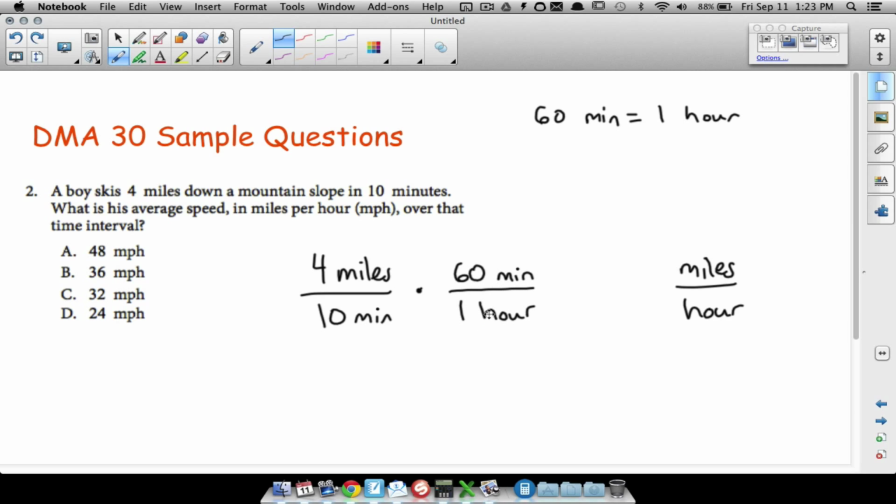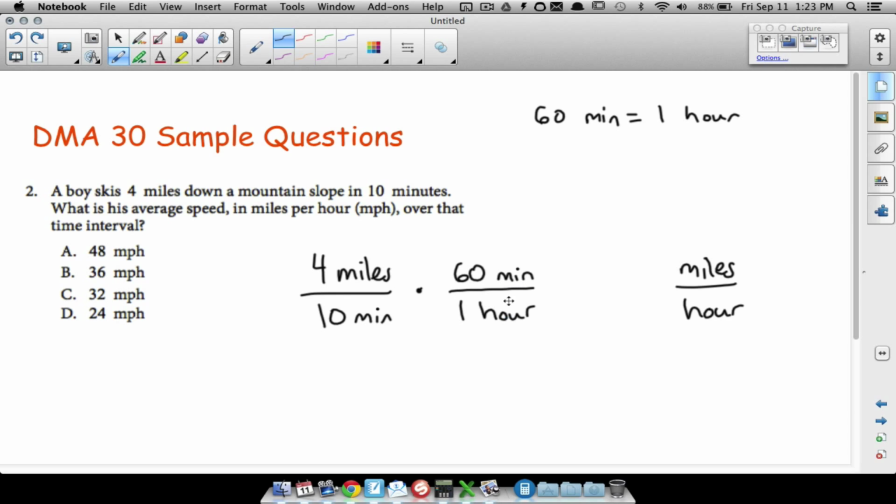Now, it's important to use words correctly here because, for one thing, if I didn't have these words here, 60 over 1 is 60. But when I say 60 minutes over 1 hour, we can think of this fraction as being 1. We're multiplying by 1. This is called a unity fraction. 60 minutes is the same thing as 1 hour.